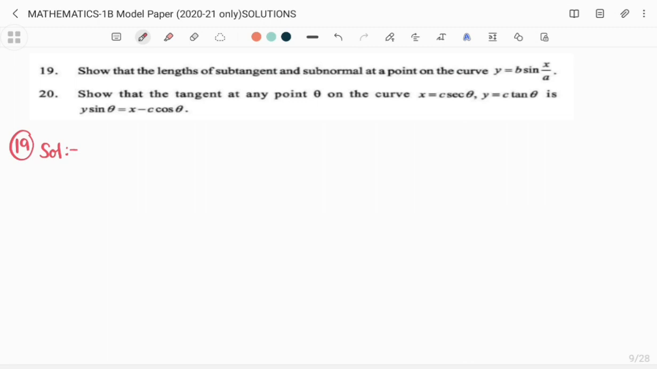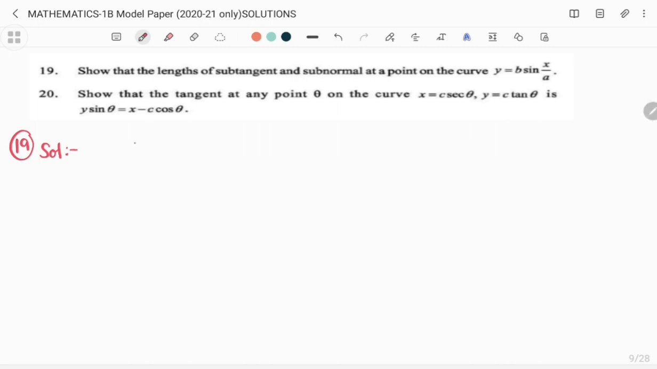Question number 19 solution. We are going to start now. Show that the lengths of subtangent and subnormal at a point on the curve y is equal to b sin x by a. So the curve is given. We need to calculate its slope, that is y1 or dy by dx. After that we will find out subtangent and subnormal lengths.